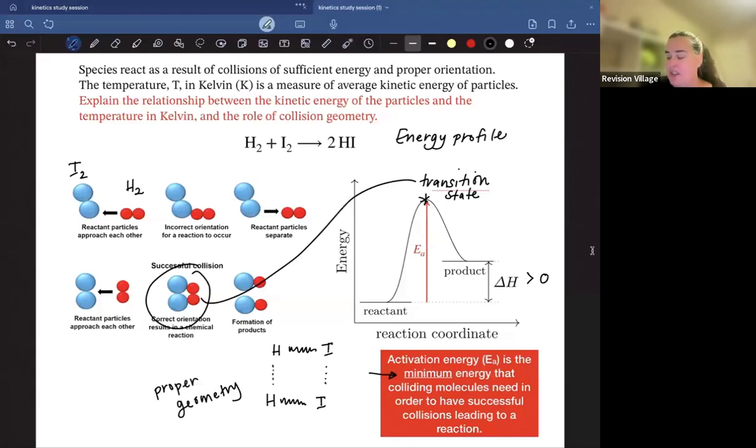Now there's a relationship between having enough energy and the temperature. So the temperature, measured in absolute units or Kelvin units, is proportional to the kinetic energy of the particles. So if you wanted to make sure that particles had more energy, you could just increase the temperature of the system. All right, that's collision theory in one slide, I hope.